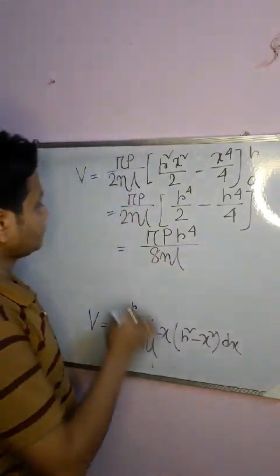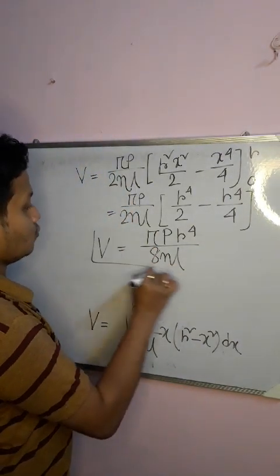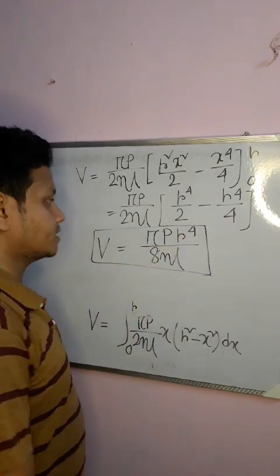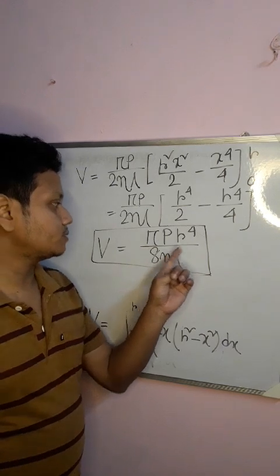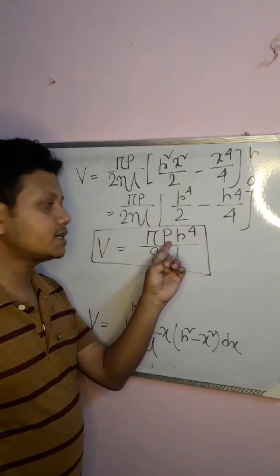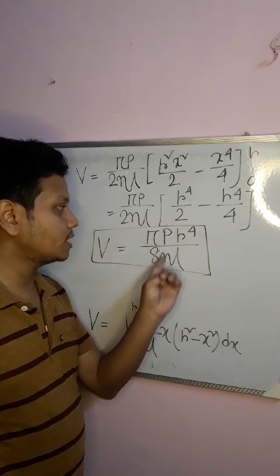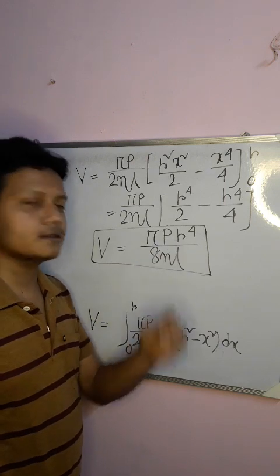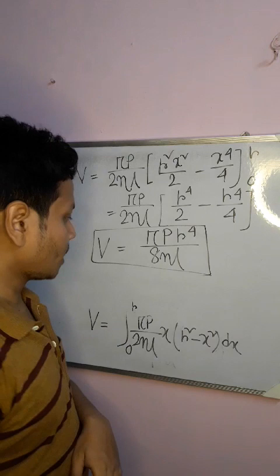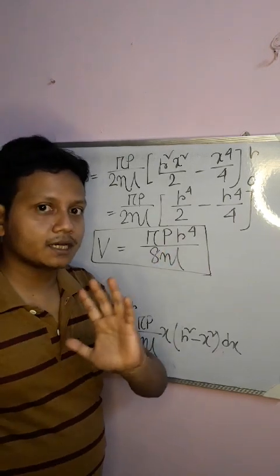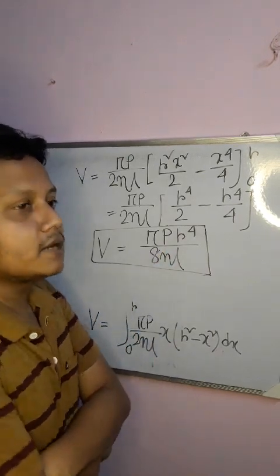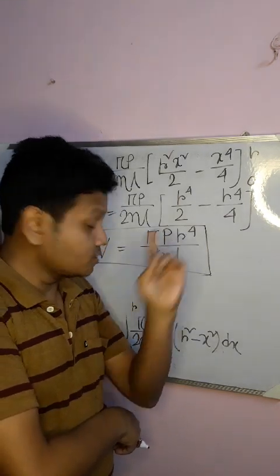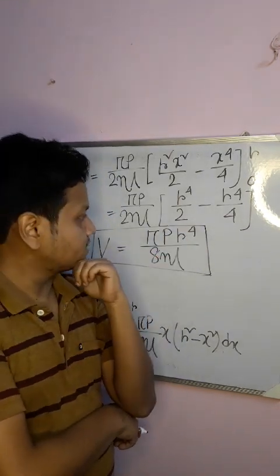So this is the well-known Poiseuille's equation for the flow of viscous liquids. It depends upon the pressure difference between the two ends of the tube, the coefficient of viscosity and the size of the tube, or you can say the radius of the tube. So in today's lecture, I discussed the streamline motion and Poiseuille's equation for the flow of viscous liquids.